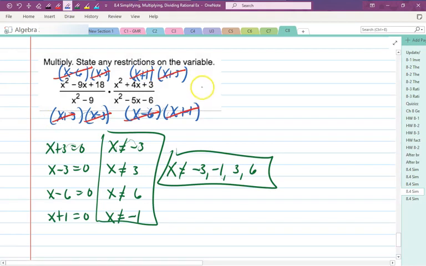The sad part is lots of students miss this problem. They give me an answer of 0. But no, remember, when something cancels out top to bottom, what's left over? A 1. So your answer is simply 1 with all of those excluded values or restrictions. Remember, they're excluded values when we're solving. Now we're simplifying, so it's just restrictions.